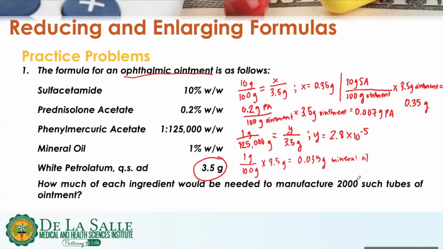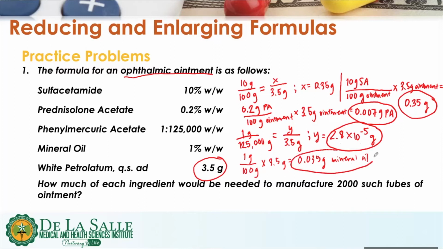we will simply multiply each of these values, 0.35 gram of sulfacetamide, 0.007 gram of prednisolone acetate, 2.8 times 10 to the negative 5 gram of phenylmercuric acetate, and 0.035 gram of mineral oil by the factor, which is 2,000. Because according to the problem, we will need to compute the amount of each ingredient needed to prepare or manufacture 2,000 of such tubes of the ointment.